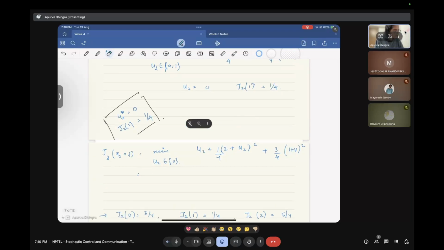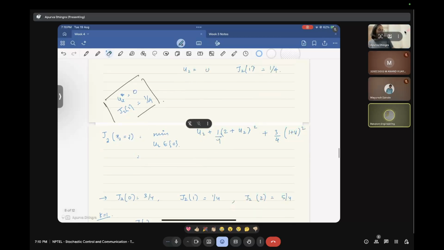What value are you getting? 7/4. 7/4. The equation is correct. If you put u to 0, 1/4 will be 1 plus 3/4. That is u2. Okay, yeah, that's u2. Right, so you get 7/4.